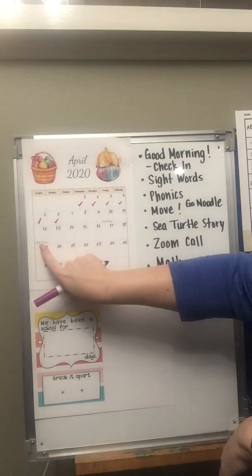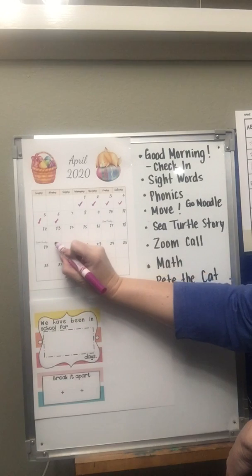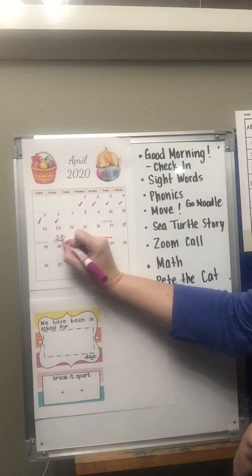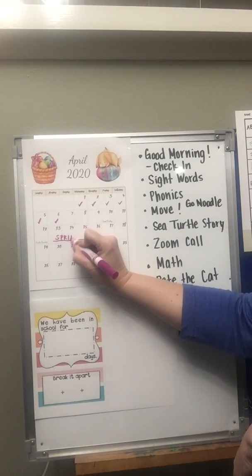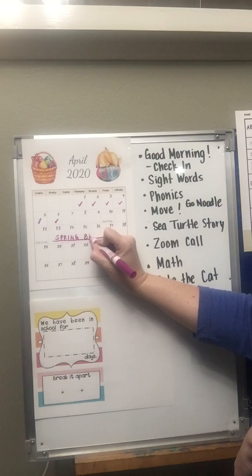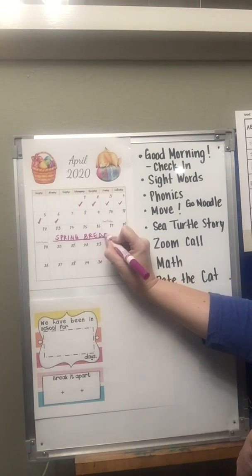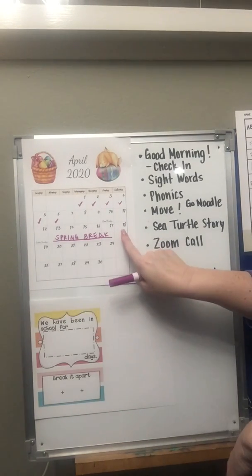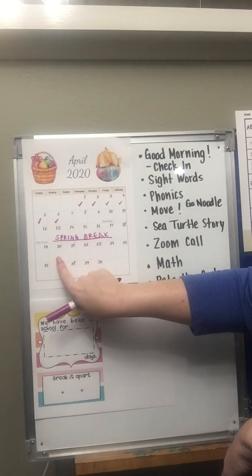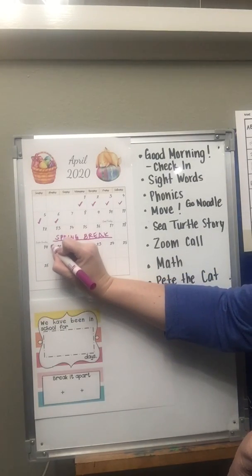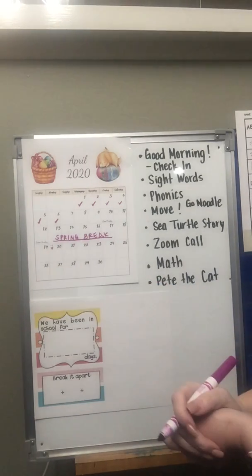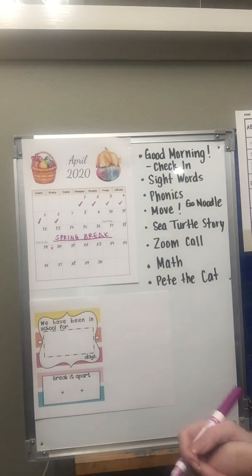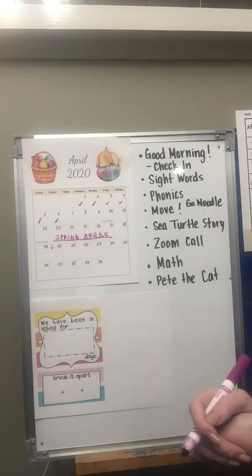So Easter Sunday is the 12th, and then this whole week right here, 13, 14, 15, 16, 17, that is spring break. So no school that week, okay? And then you've got Saturday the 18th, Sunday the 19th, and then the 20th. I'm just going to put a little happy face right there because that means that we are back in action.